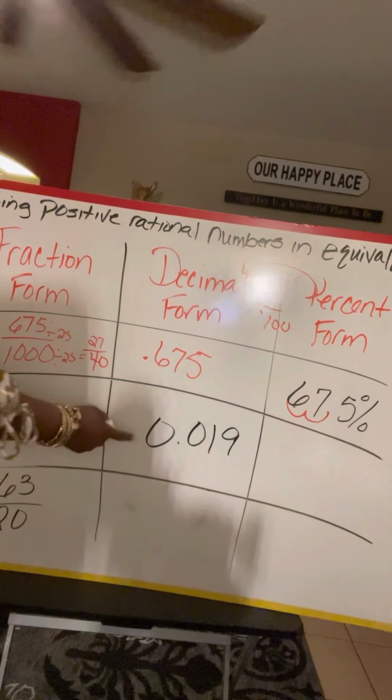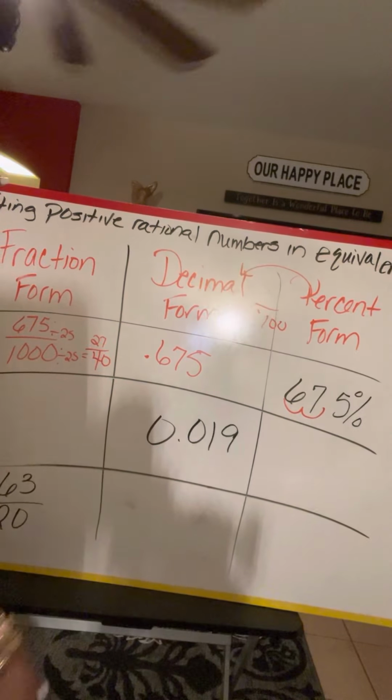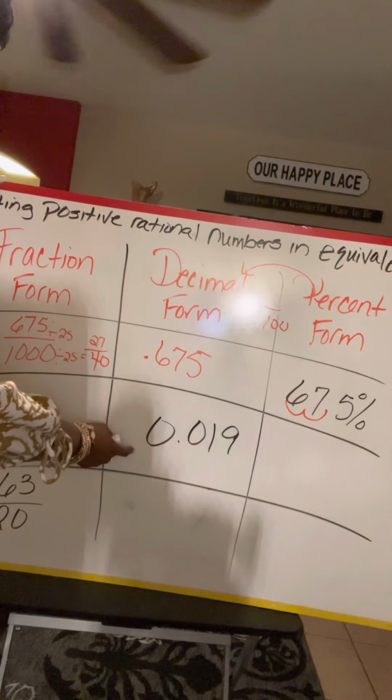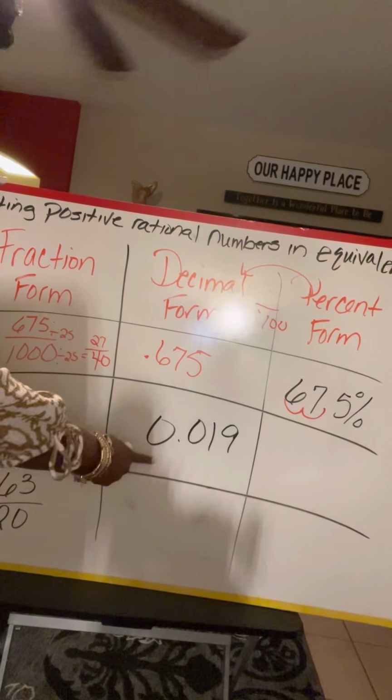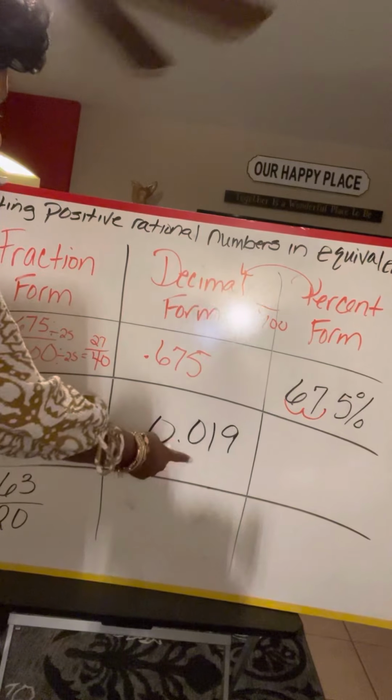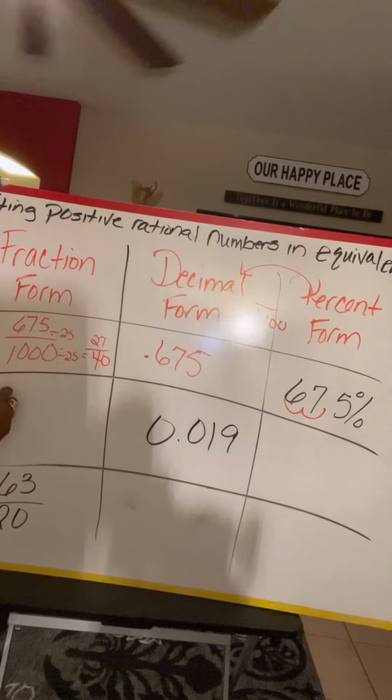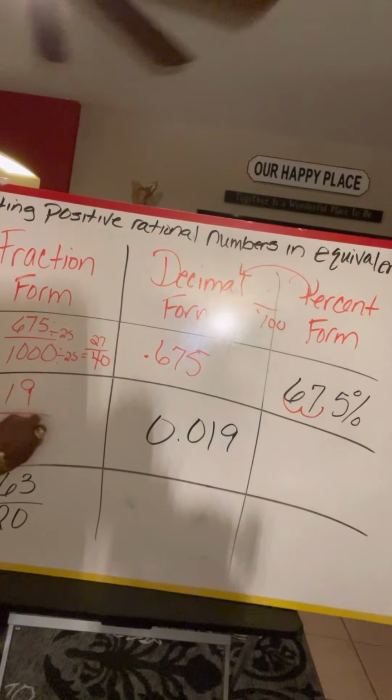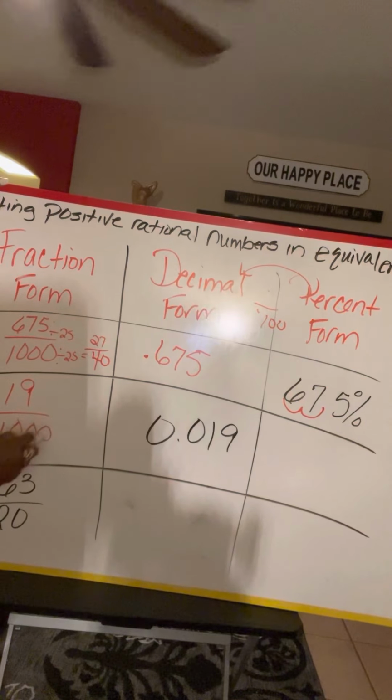Here, we're starting at the decimal point. So we write it as a fraction the same way we read it. That says 19 thousandths. So we're going to write it as 19 thousandths.